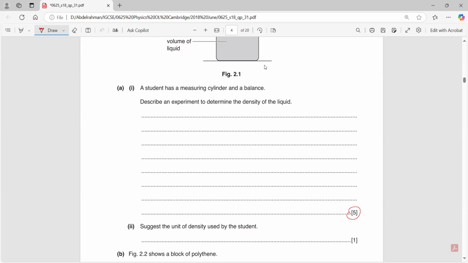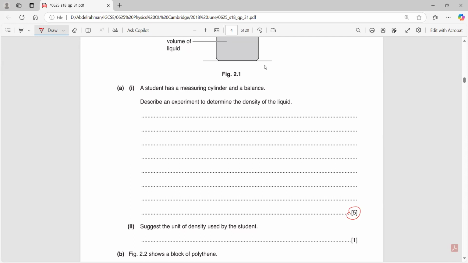Someone's asking, would I calculate V2 minus V1? Actually, in this question, no. In this question, we won't find V2 minus V1. We will find M2 minus M1, and I'll tell you what's the difference. Why will I use M2 minus M1? For this question, I need to find the mass of the liquid. I can't find the mass of the liquid alone. I need to find the mass of the liquid inside a measuring cylinder or a beaker.